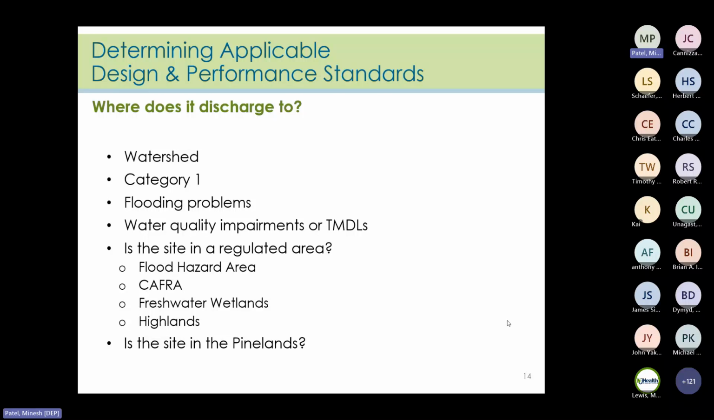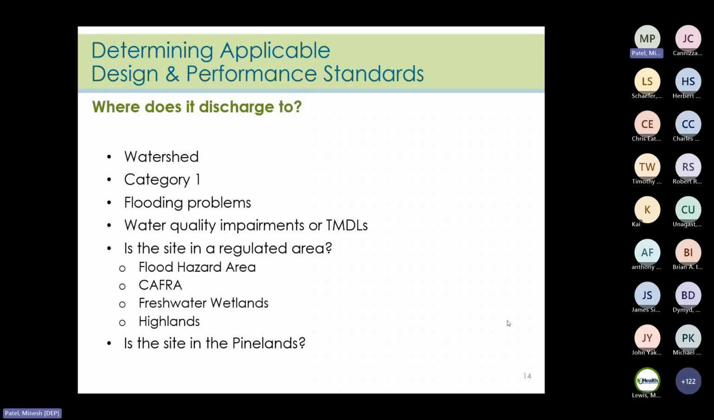Once the reviewer has verified that the required information has been submitted and is accurate, they can begin to actually review the design and performance standards. The plans and report must address the information that's listed here. This information is crucial to determining whether the project was designed properly.